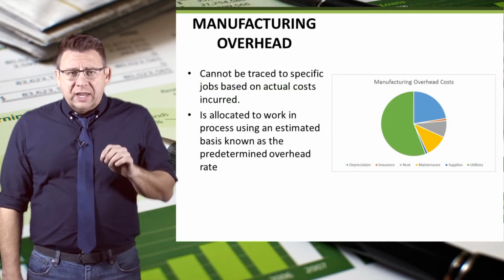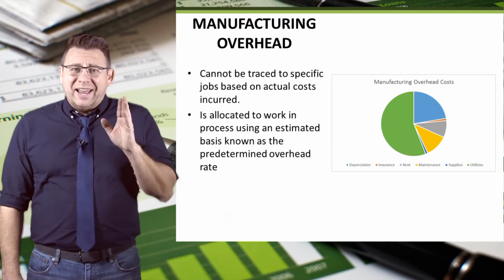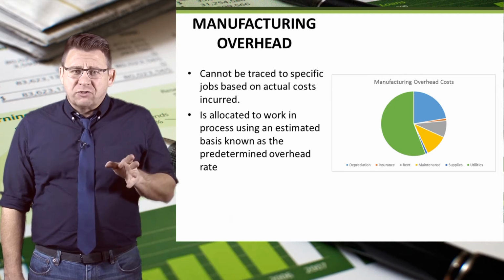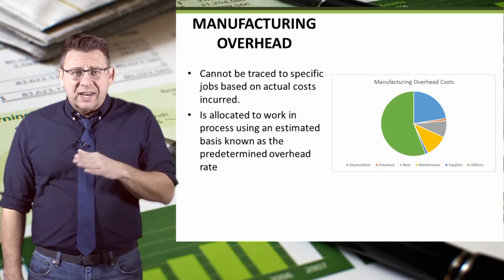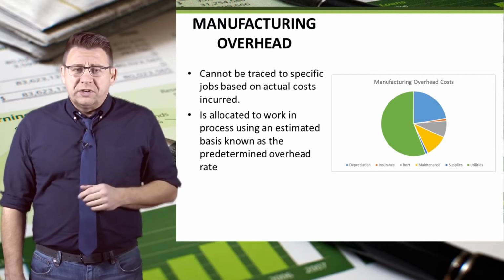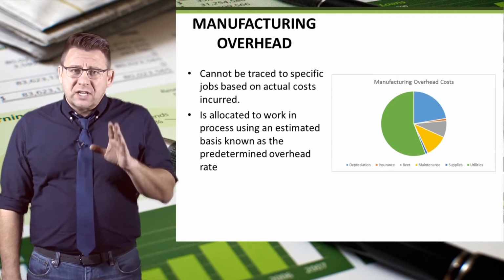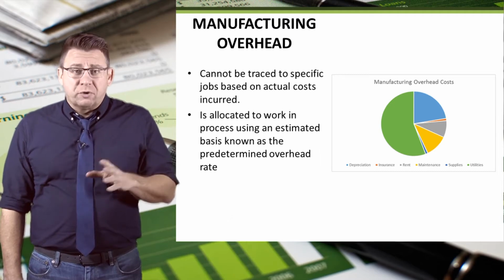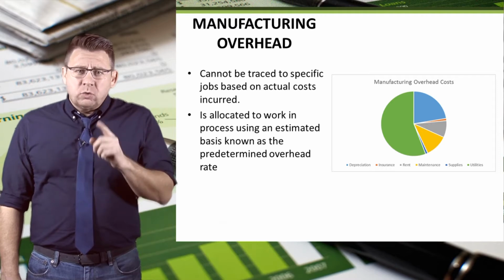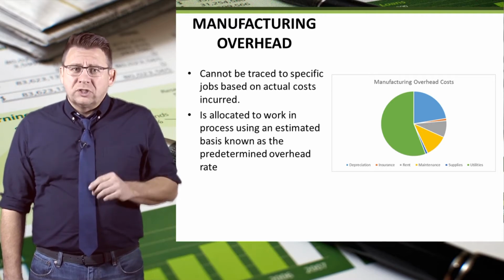Manufacturing overhead cannot be traced to specific jobs based on actual cost incurred. This is because manufacturing overhead are costs that cannot easily be traced to products. They include indirect materials, indirect labor, and other costs often related to production operations as a whole. Additionally, the actual costs are not known, usually, before a job is closed.